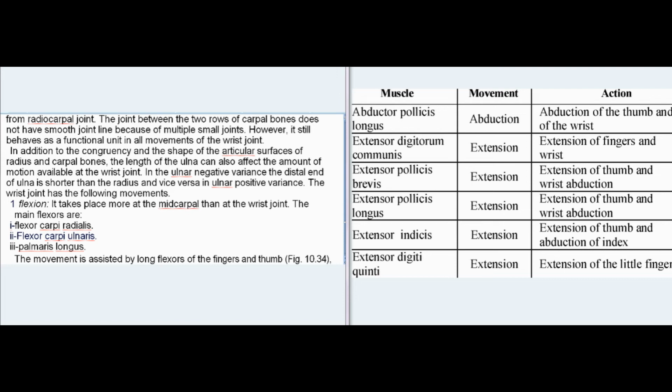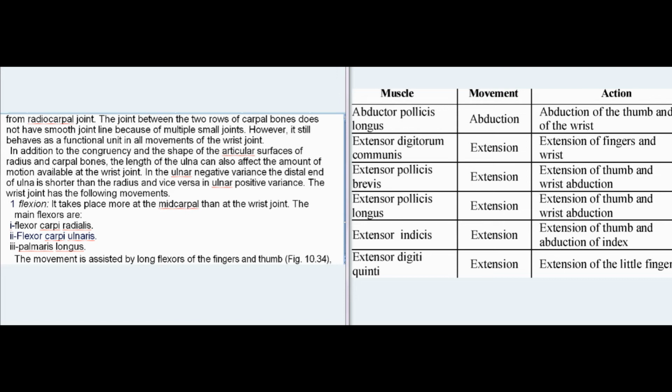In addition to the congruency and the shape of the articular surfaces of the radius and carpal bones, the length of the ulna can also affect the amount of motion available at the wrist joint. In ulnar negative variance, the distal end of the ulna is shorter than the radius, and vice versa in ulnar positive variance. The wrist joint has the following movements.